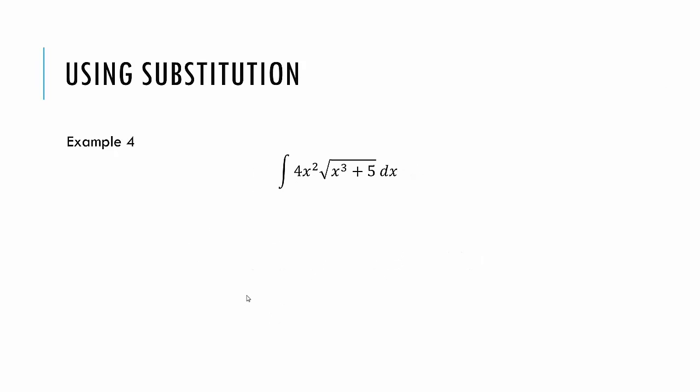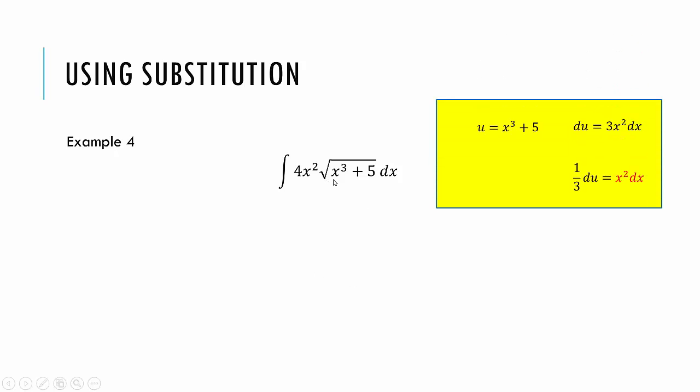Let's do another example. What do you think u is going to equal? You know, right? You got it. It's what's under the radical. So I take the derivative. I get 3x squared dx. I look over here and I say, well, there's a 4, but there's not a 3, so I need to divide it out. And this 4, who cares about it? I can move it out front. The only thing that's going to be substituted 1/3 du is the x squared dx. So I do that. I bring the 4 out front.